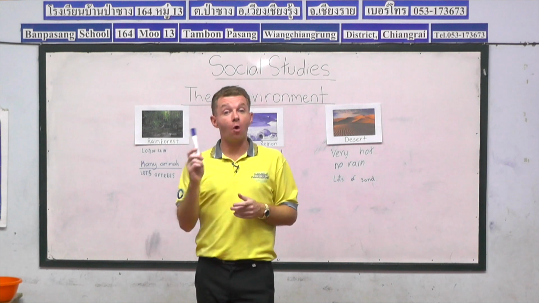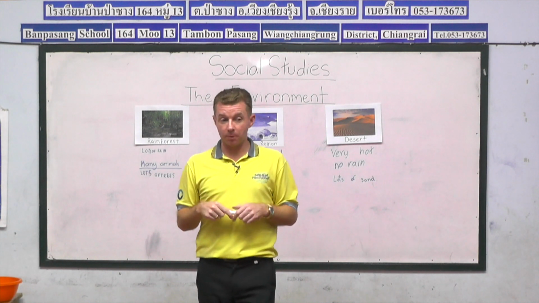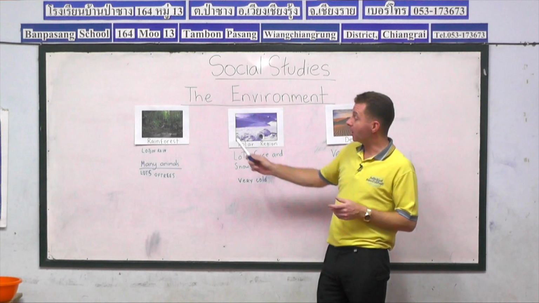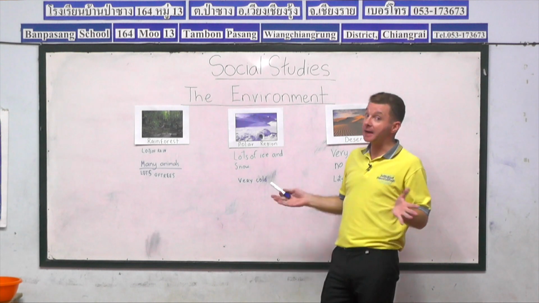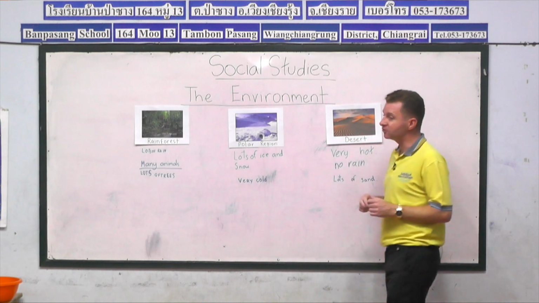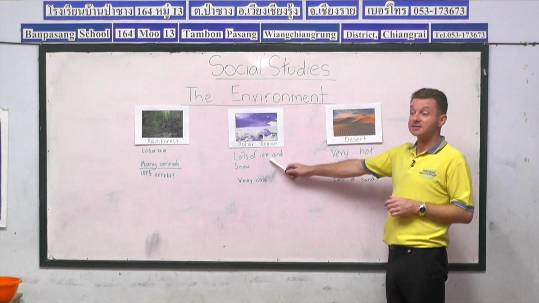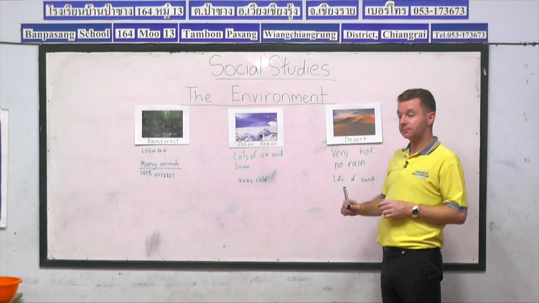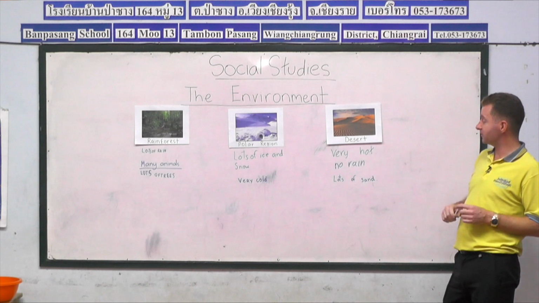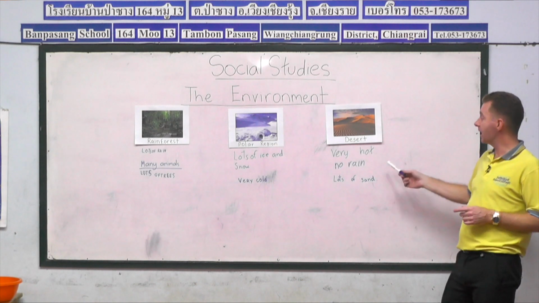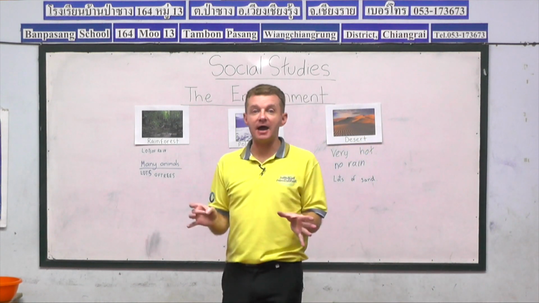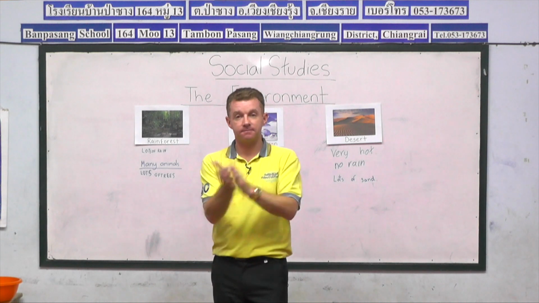So now we've got all of our vocabulary correctly placed on the board. Let's practice speaking one more time. Rainforest. Lots of rain. Many animals. Lots of trees. Polar region. Lots of ice and snow. Very cold. And the desert. Very hot. No rain. And lots of sand. And these are our different natural environments. So well done, guys. That was excellent.